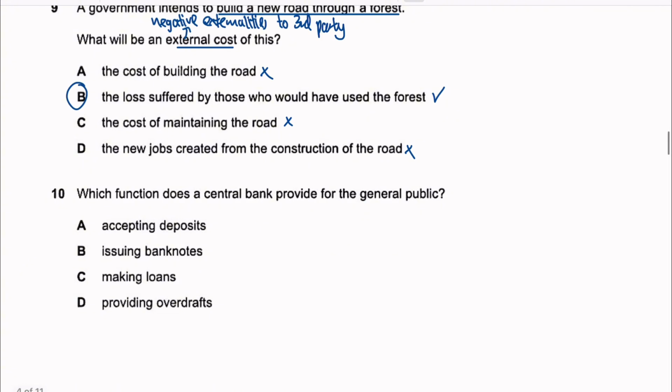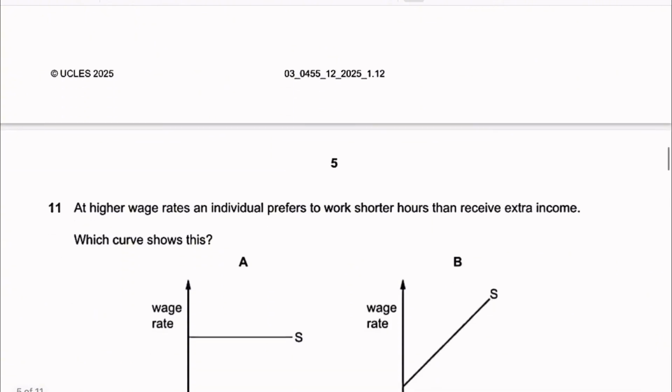Okay, 10. Which function does the central bank provide for the general public? Okay, first, accepting deposits. No. Issuing banknotes. Yes, correct. C, making loans, providing overdraft. So you know that A, C, D, they are all the role of commercial bank. Only B is the role of central bank. Okay. Question 11.